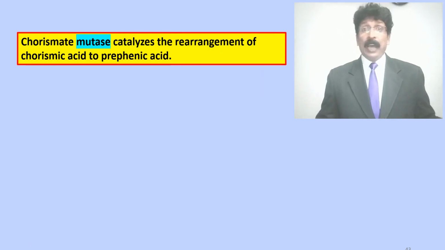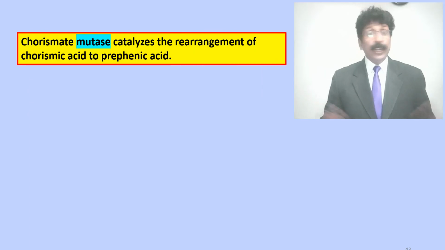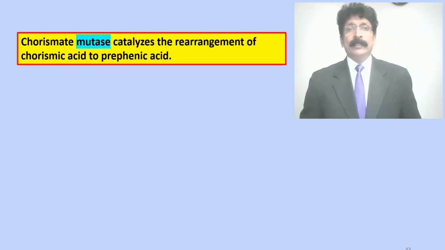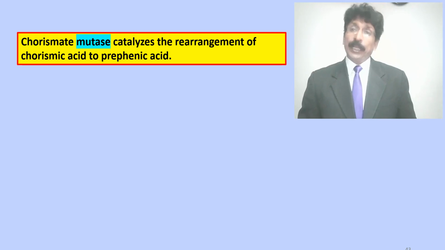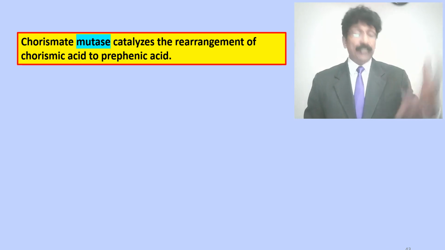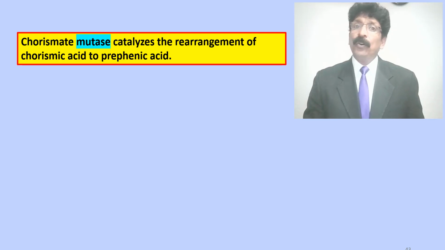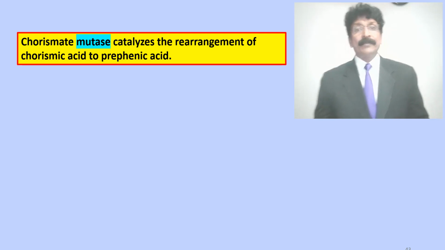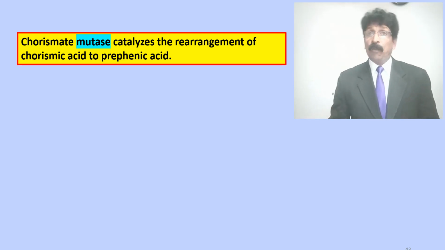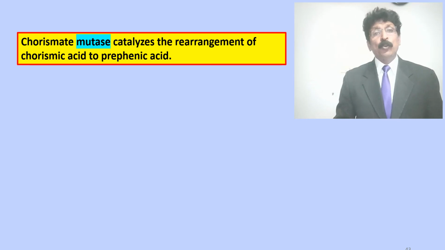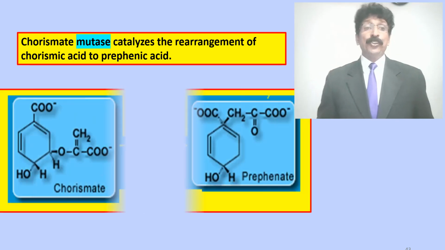If they ask an essay question or short notes, it is very important to write the chemical structure. Chorismate mutase is an enzyme which we saw in the previous slide, which catalyzes the rearrangement of chorismic acid to prephenic acid. So we should know about the structure.